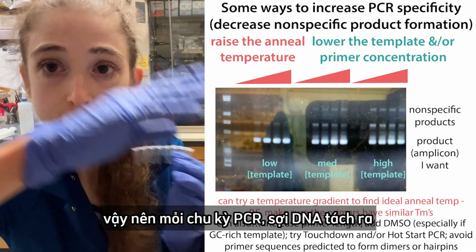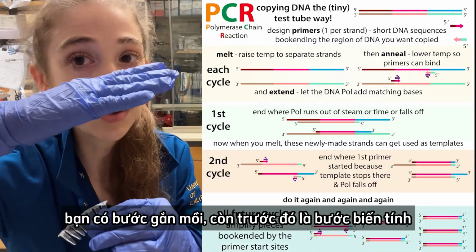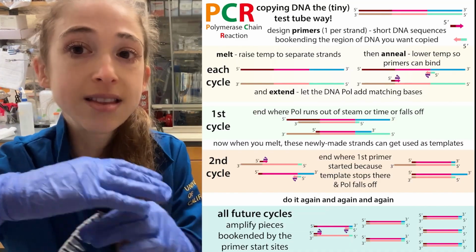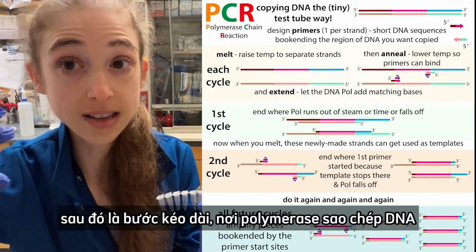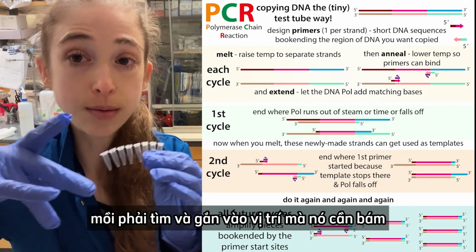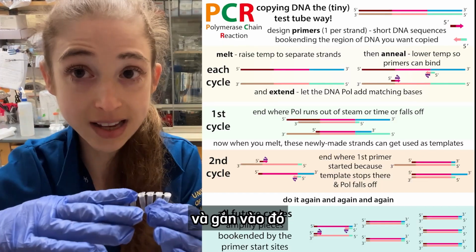to bind. So in each cycle of PCR, you have the strands come apart, that's the melt step. You have the anneal step where the primer binds, then you have the extension step where the polymerase goes to work copying the DNA. Now, during that annealing step, the primers have to find the site to bind to and bind to that site.